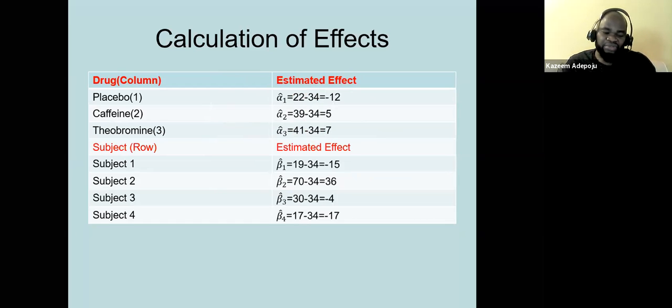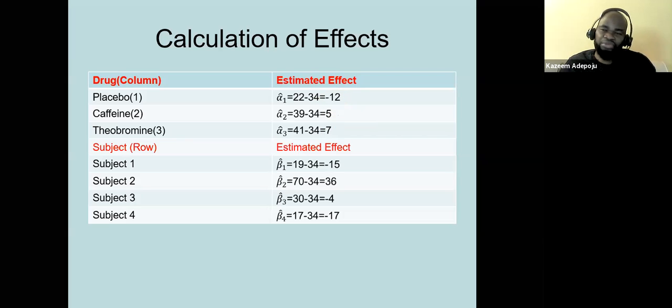What am I trying to talk about right now? Minus 12 is the estimated effect of placebo. 5 is the estimated effect of caffeine. And 7 is the estimated effect of trebomine.